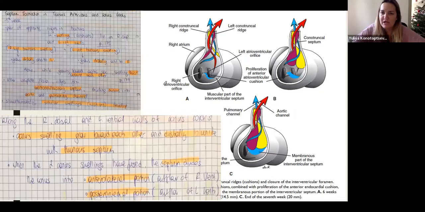Here we have additional endocardial cushions. Sometimes they're called swellings. We call them conotruncal swellings, or conotruncal cushions. They are present in the truncus arteriosus. As you can see, this is the right atrioventricular canal, and this is the left one. That's the fused portion of the anterior and posterior endocardial cushions. When they fused, they divided your common atrioventricular canal into 2.